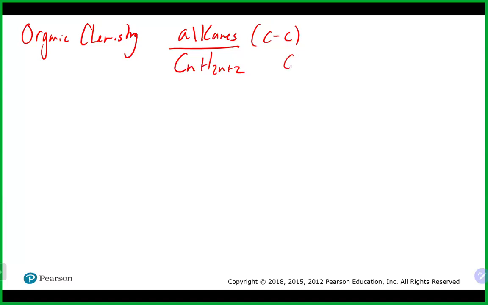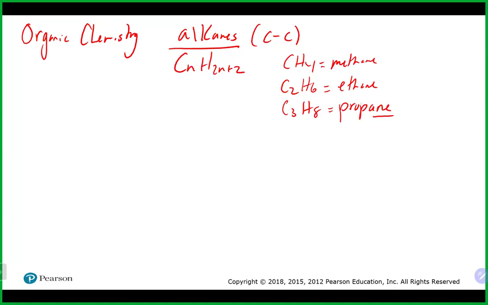So again, like we saw, CH4 is methane. 2 carbons, 2 times 2 is 4 plus 2 would be 6 hydrogens. That's going to be ethane. C3H8 will be propane, and so forth. So all of these do end in ANE, just like the organic group name there. And obviously we have butane, pentane, hexane, heptane, octane, nonane, and decane for all these guys.